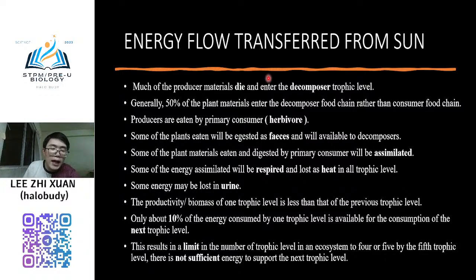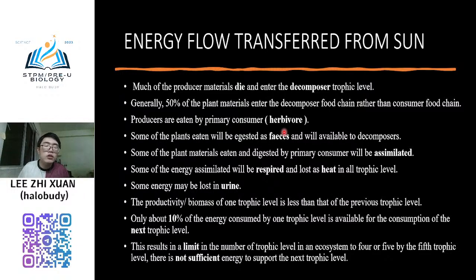When the producer has died, generally 50% of the material enters the decomposer food chain rather than the consumer food chain. Producers are eaten by primary consumers, so normally it's animals. When the plant is eaten, some will be excreted as feces and will be available to decomposers. Some of the plant material eaten and digested will be assimilated. Then some of the energy assimilated will be respired and lost as heat. So all this is about the energy flow from the plant to the primary consumer.